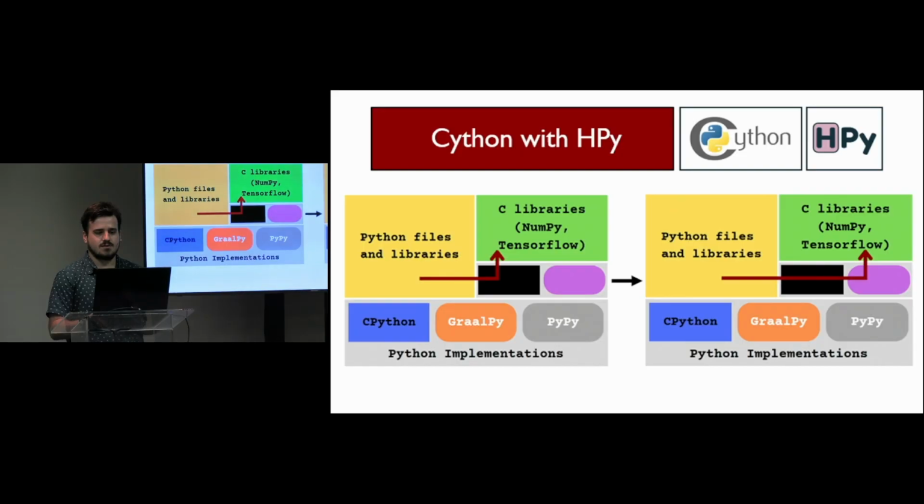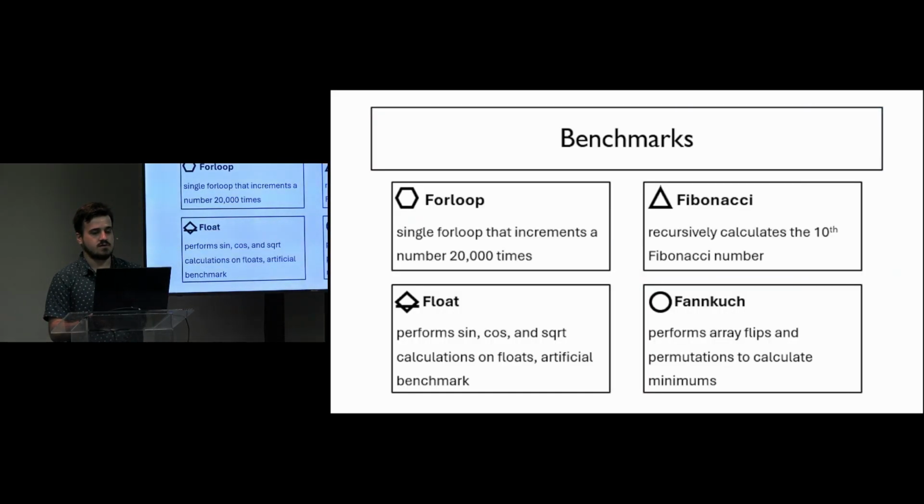Okay, so then we did all this, and to test our HPy backend, we created 4 benchmarks. The first we created is just a for loop benchmark. So essentially: for i in range 20,000, a equals 0, then for i in range 20,000, a plus equals 1. So just a simple for loop. This is the first simple test of whether this can actually work. Then we created a Fibonacci benchmark. This just recursively calculates the 10th Fibonacci number. We did this to test how efficient function calls were.